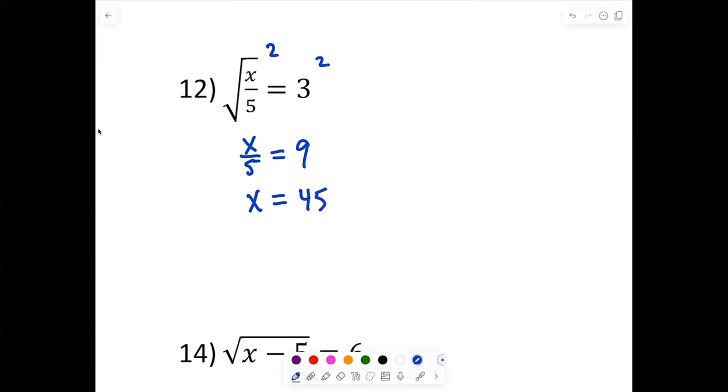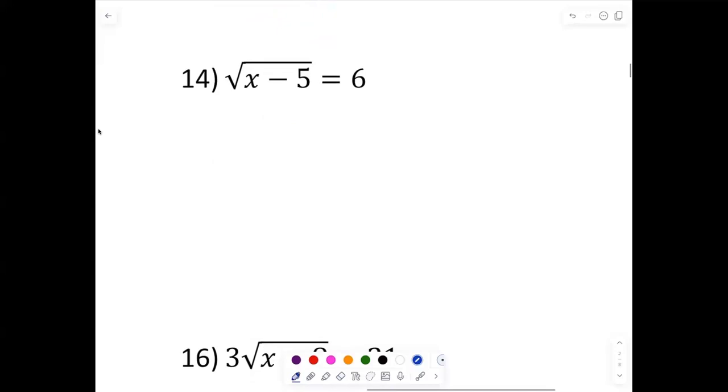All right, here we go. What do I do to both sides now? Square, exactly, easy. So x minus 5 equals what? 36. Now what? Add 5. So x equals 41. Do I have any issues?